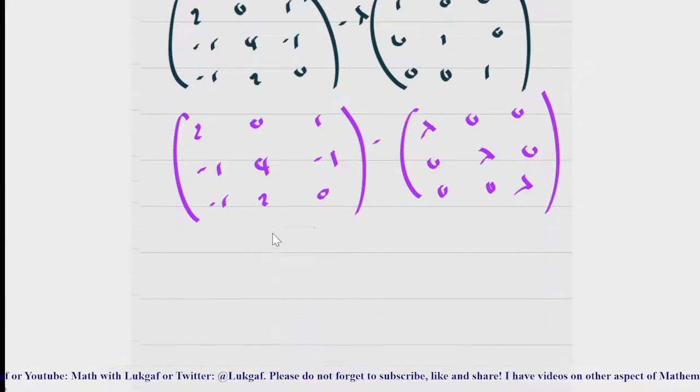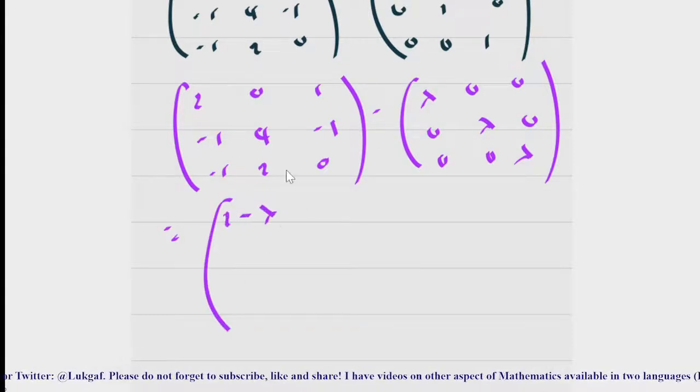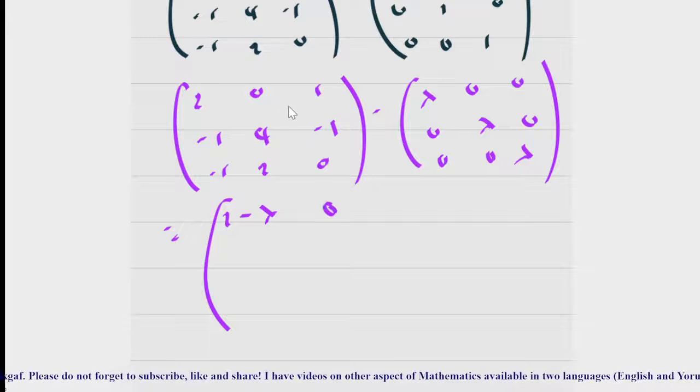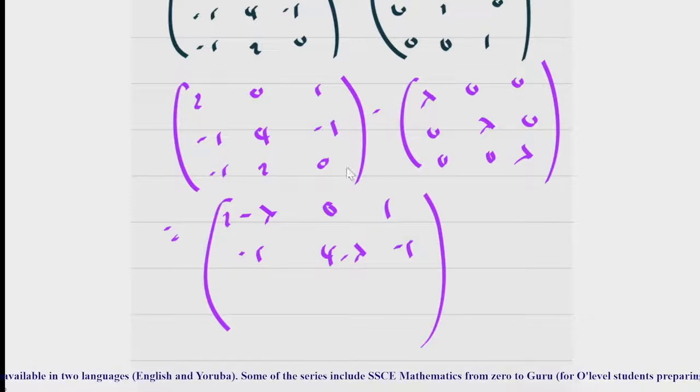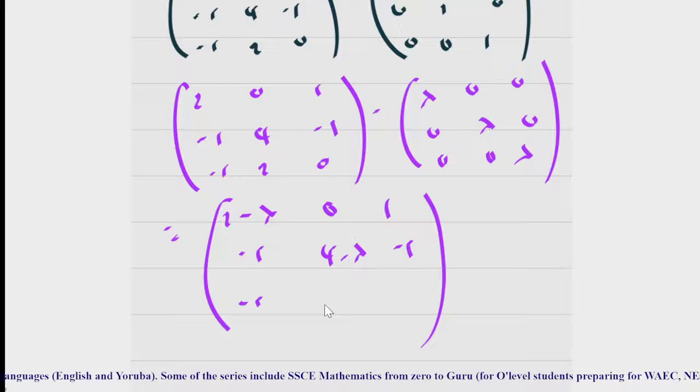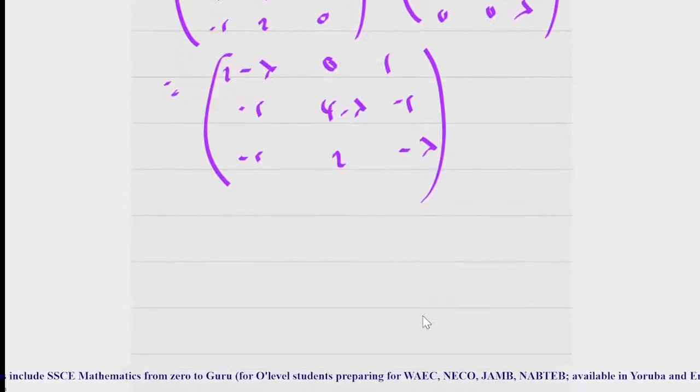And if you simplify further, then I'm going to have something of this nature. 2 minus lambda, 0, 1. I'm subtracting. I hope you understand. So minus 1, 4 minus lambda, minus 1. I hope you understand. So then this, minus 1, 2, minus lambda. Okay, now let us find the characteristics polynomial.